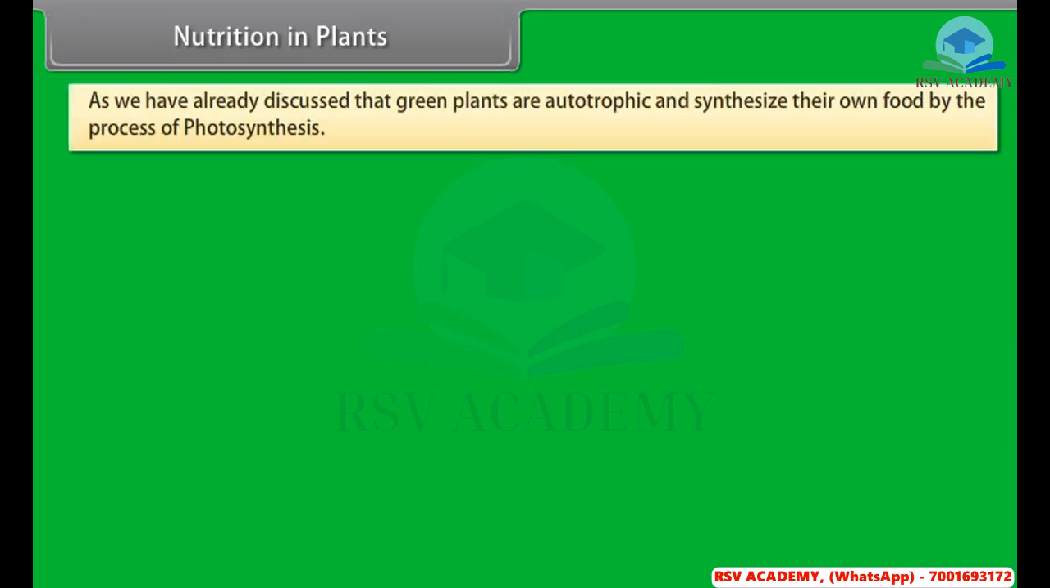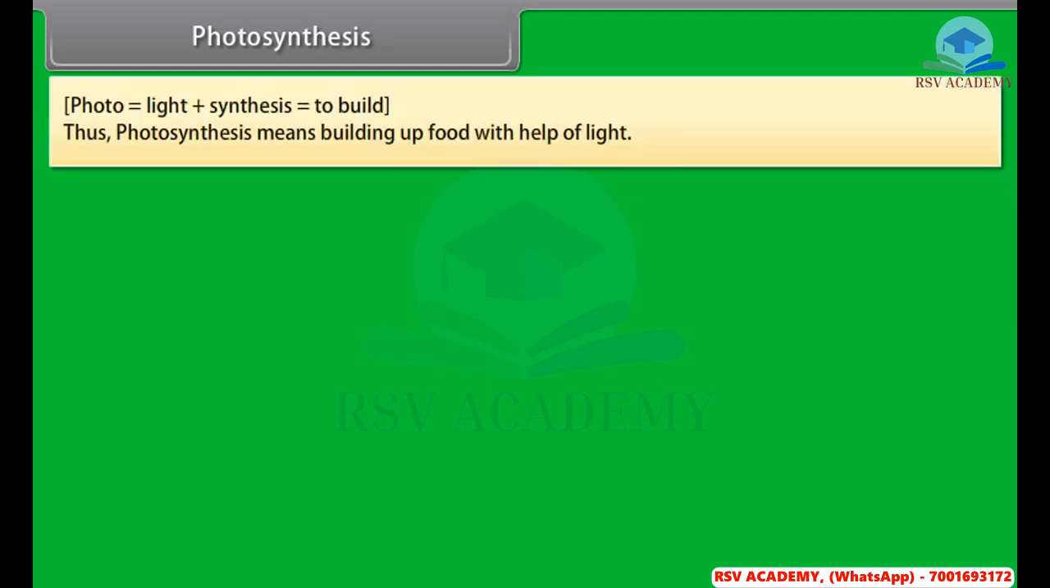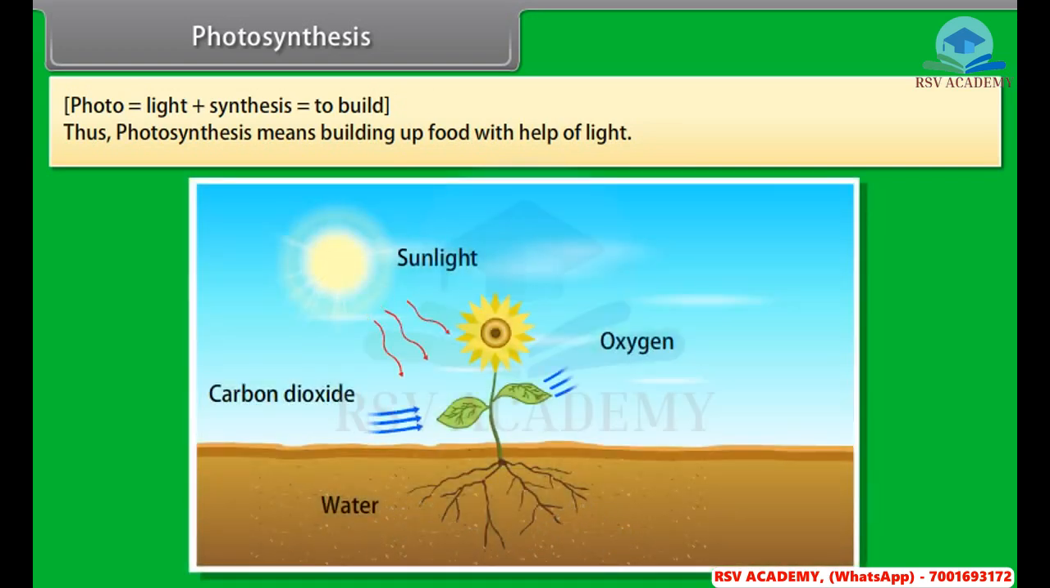Nutrition in plants. As we have already discussed, green plants are autotrophic and synthesize their own food by the process of photosynthesis. Photo means light and synthesis means to build. Thus, photosynthesis means building up food with the help of light.